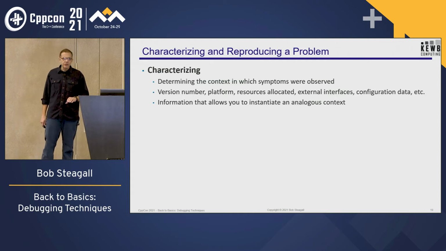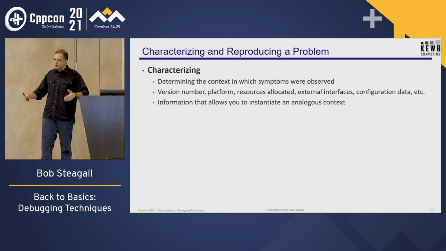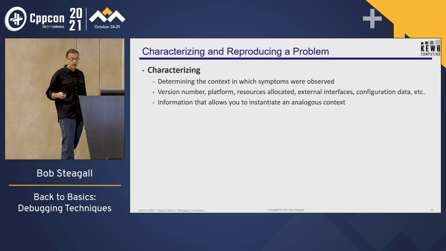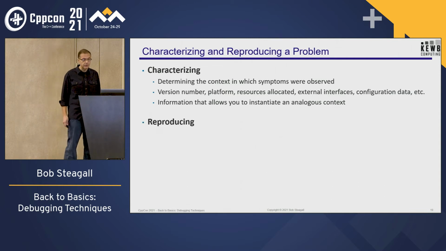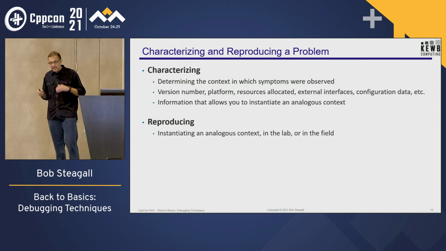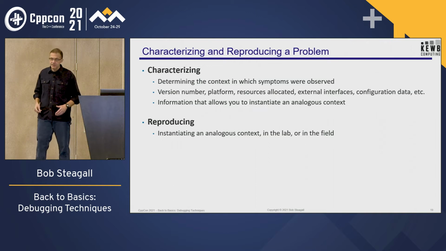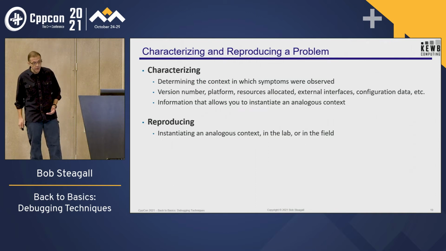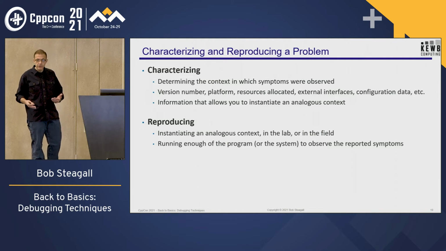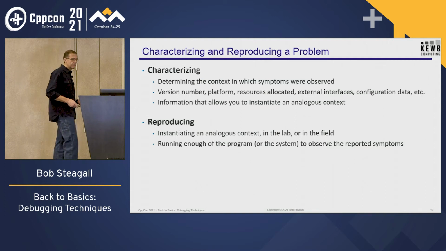Every bit of information that you can find that would allow you to, in your lab, instantiate an analogous context so you could try and reproduce the problem. And of course, reproducing the problem means in your analogous context, in the lab, or in the field if you're lucky, running enough of the program or enough of the system so that you, for yourself, can observe the symptoms that have been reported to you.